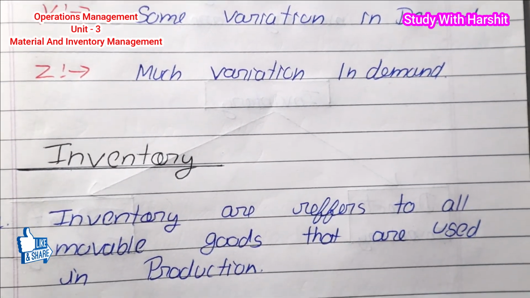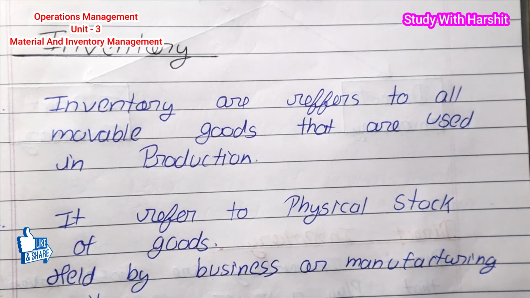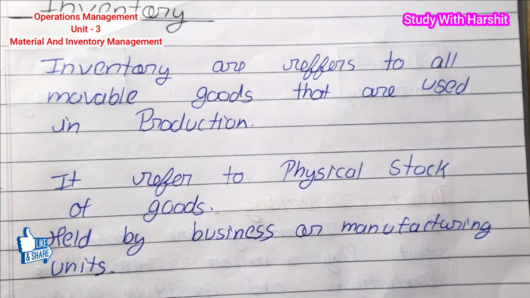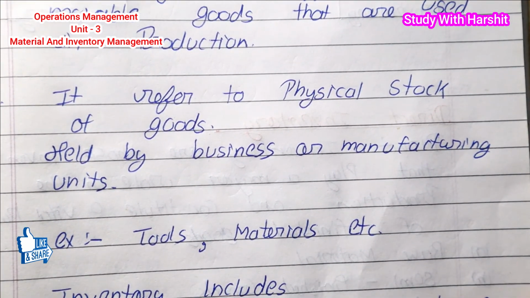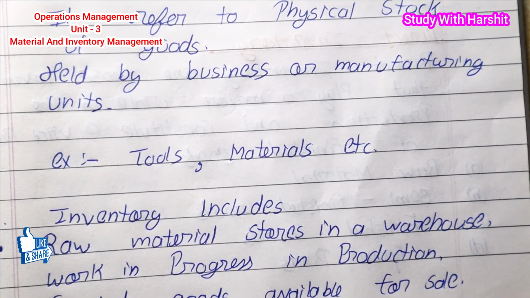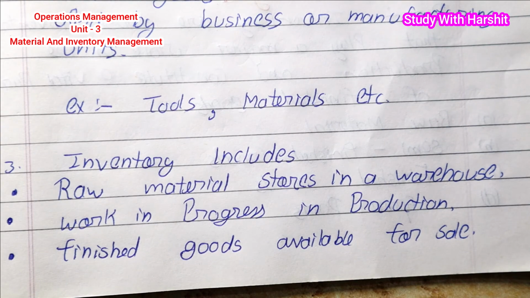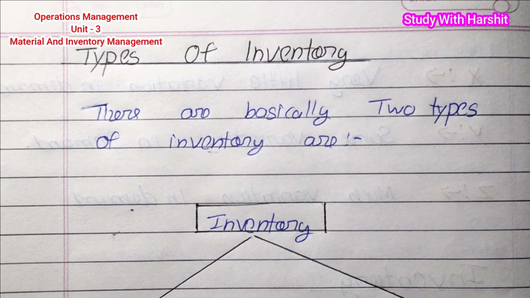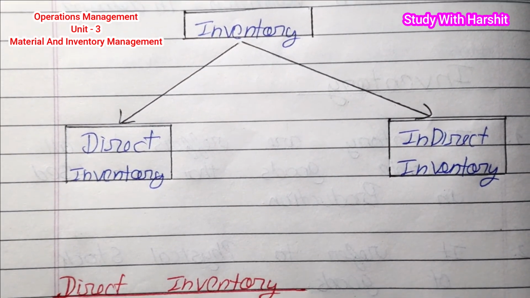Inventory. Inventory refers to all the movable goods that are used in production. It refers to the physical stock of goods held by a business or manufacturing unit. Examples are tools, materials, etc. Inventory includes raw material stored in a warehouse, work in progress in production, and finished goods available for sale. Types of inventory: there are basically two types, direct inventory and indirect inventory.